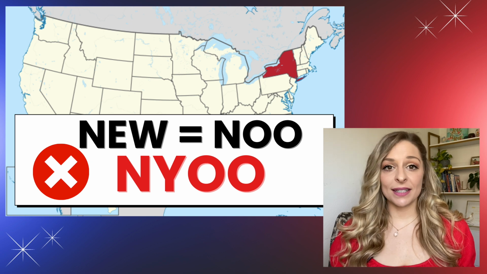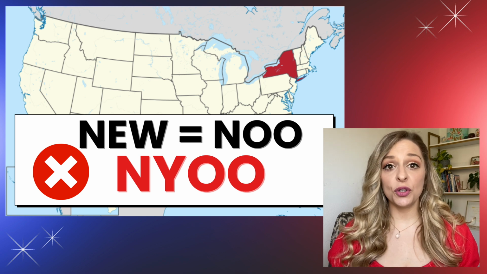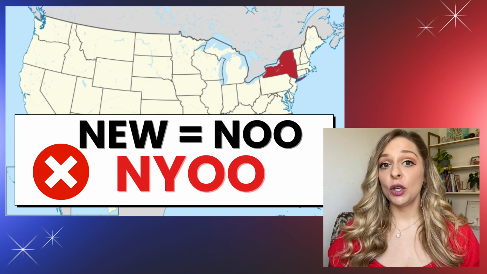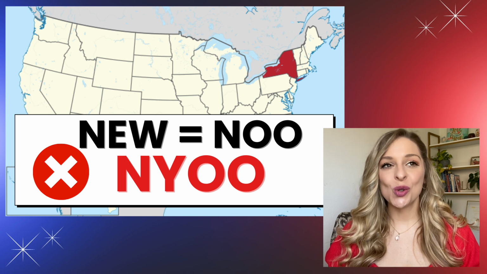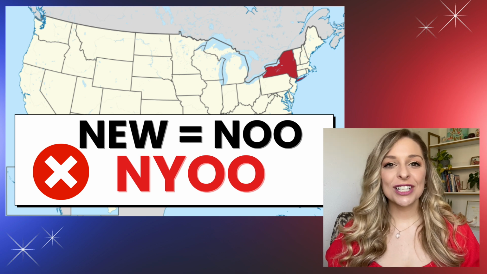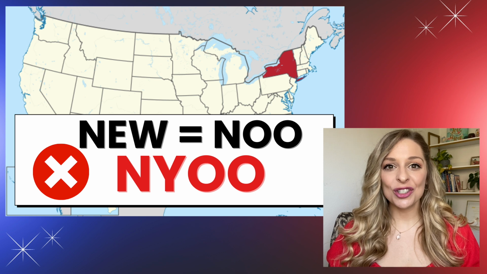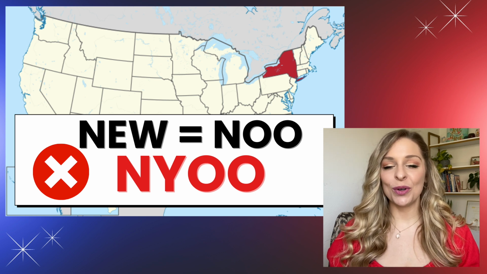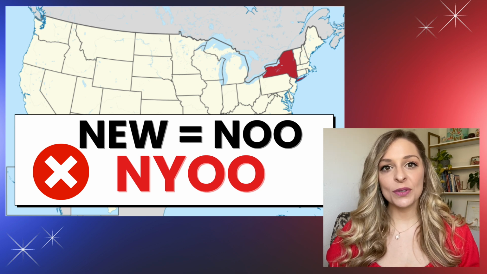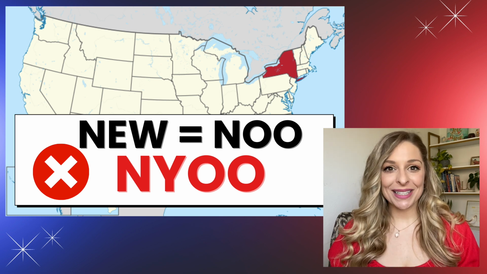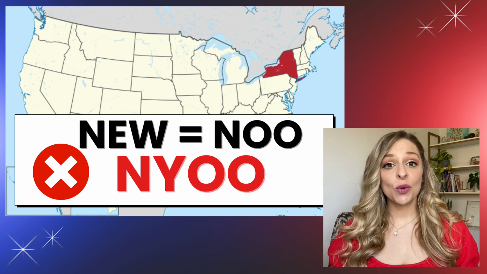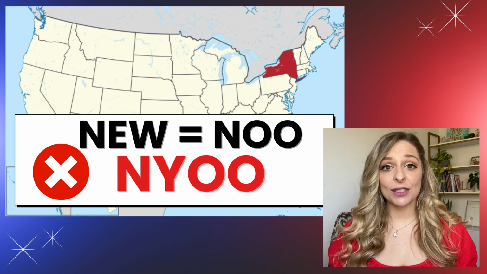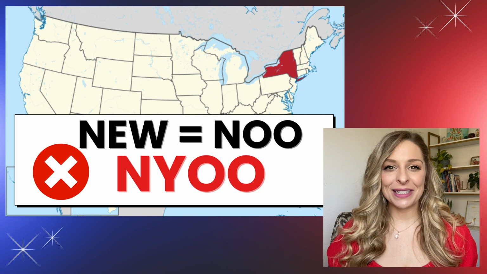And for all of these states that begin with the word new, I want to highlight something for you. When we say the word new, we don't say "nyew." I notice my students struggling so much to try and pronounce that EW with this Y sound. But in order to speak more quickly and easily, we just skip over that and we say "noo." New Hampshire, New Jersey, New Mexico, New York. So I hope this little tip helps you.